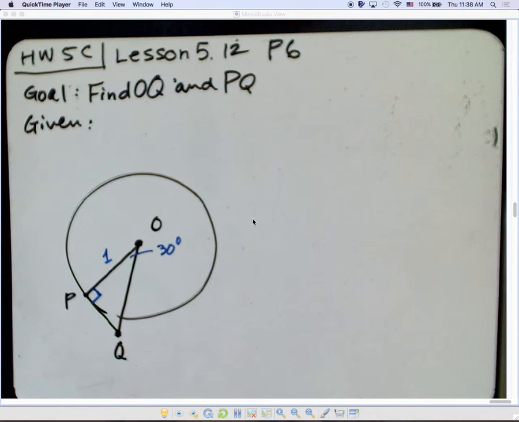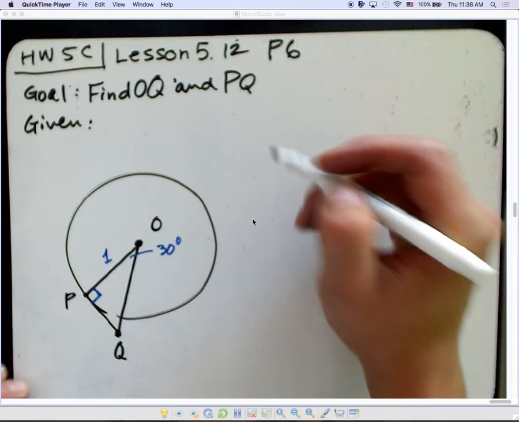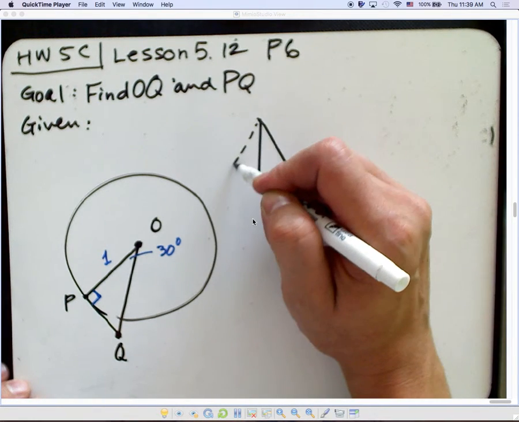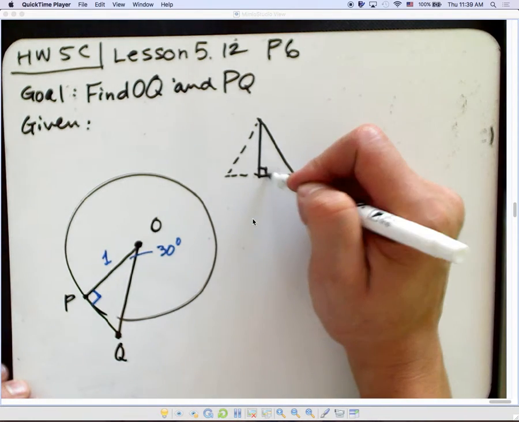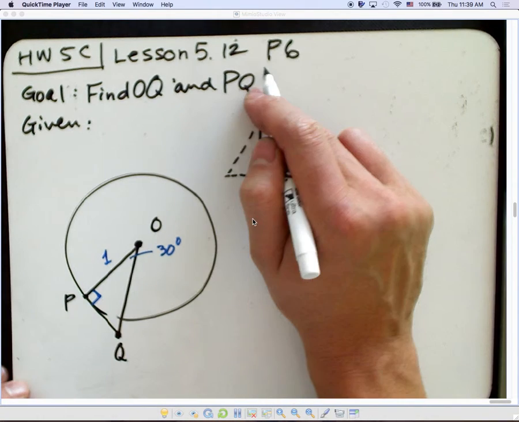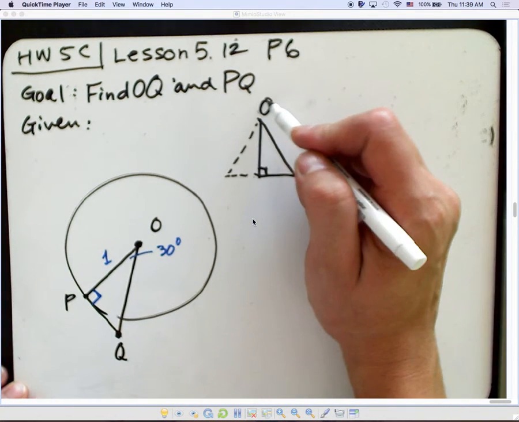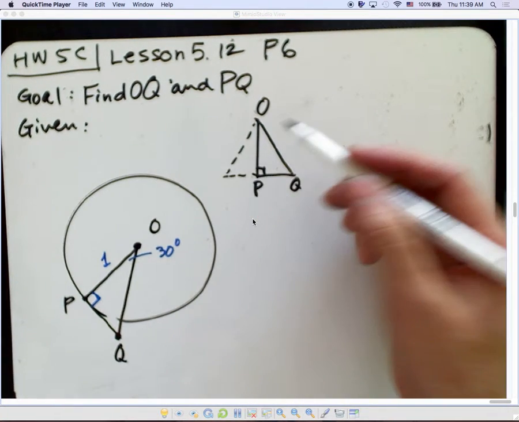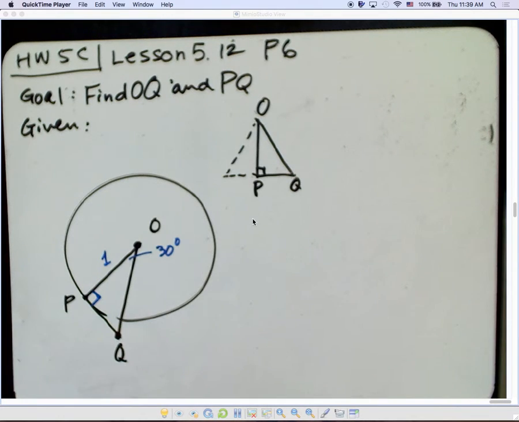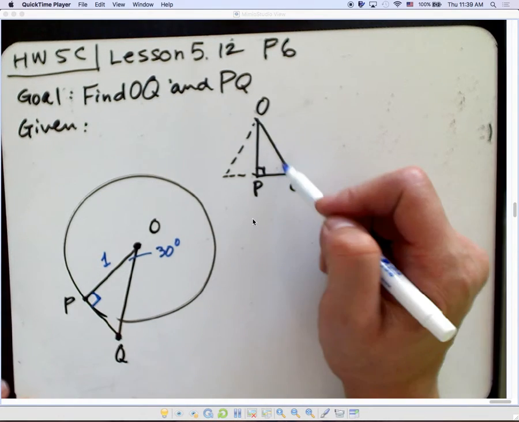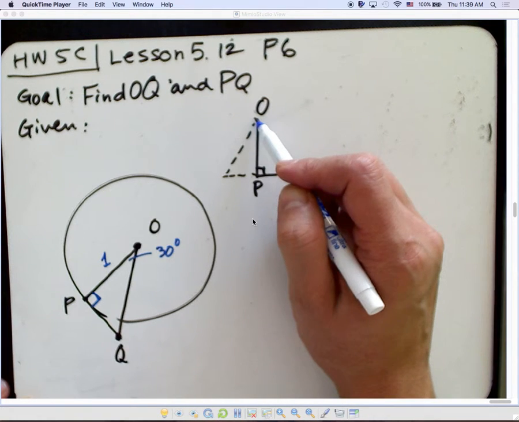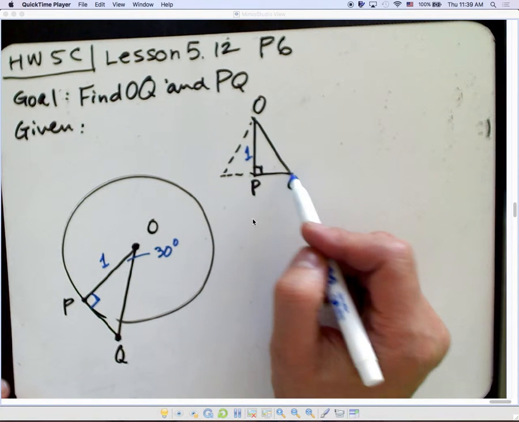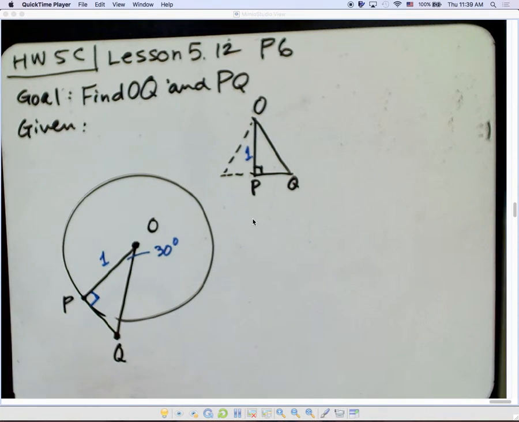Do you see that this is a special triangle, which is half of an equilateral triangle? So this is O, P, Q. If you make another copy and flip it over, that's going to be an equilateral triangle. What we know is OP is 1, and we do have a special relationship for PQ.